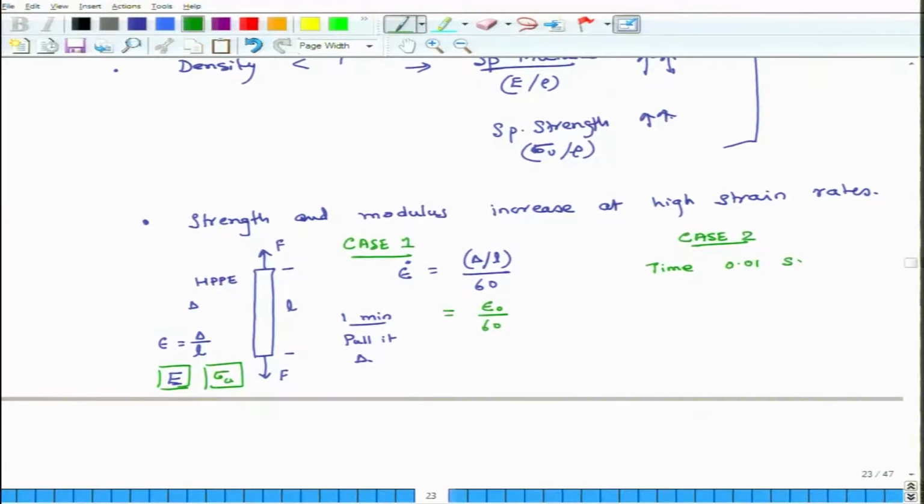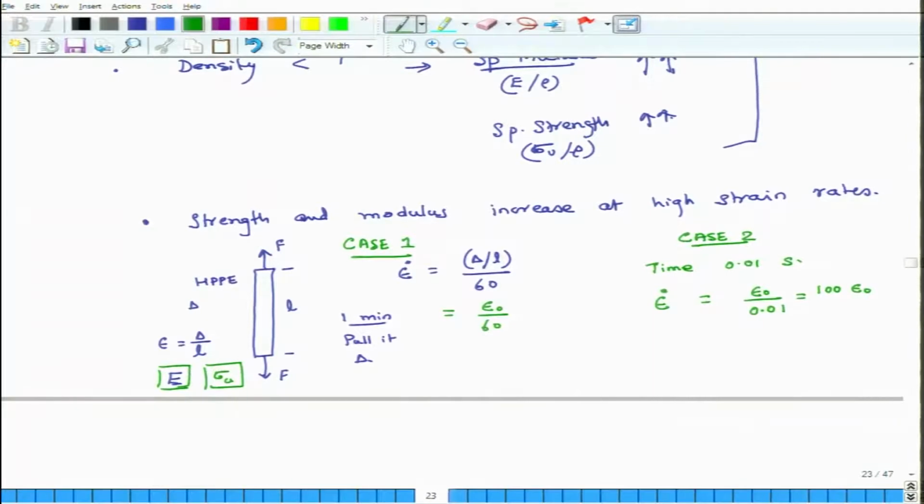What will be the value of the strain rate? Strain rate will be epsilon naught, which is delta over L, divided by 0.01. That is equal to 100 times epsilon naught. So, the strain rate has gone up significantly, right? It has gone up by a factor of 100 times 60, that is 6000 times. I have increased the strain rate 6000 times.